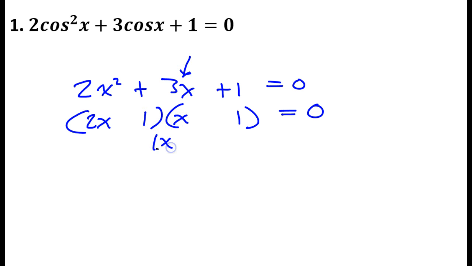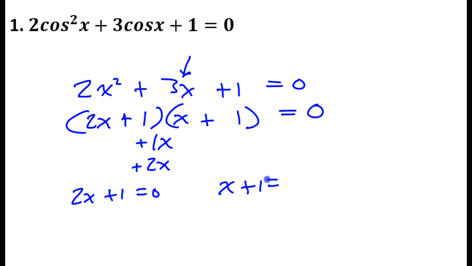Inner, I have 1x. Outer, alright, if I multiply those, I have 2x. I'm trying to get a middle of 3x, so that would mean both of these need to stay positive, which would mean I have this. So I factored this, and I would go from there by setting each of these factors equal to 0. And I would solve from there.